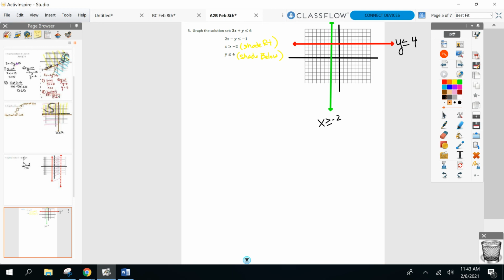So let's graph the top one. 3x plus y is less than 6. We did this at the very beginning of class today. Find your x and your y-intercept. Go ahead. Plug in 0 for the opposite variable. Ooh, that y-intercept is pretty easy, huh?